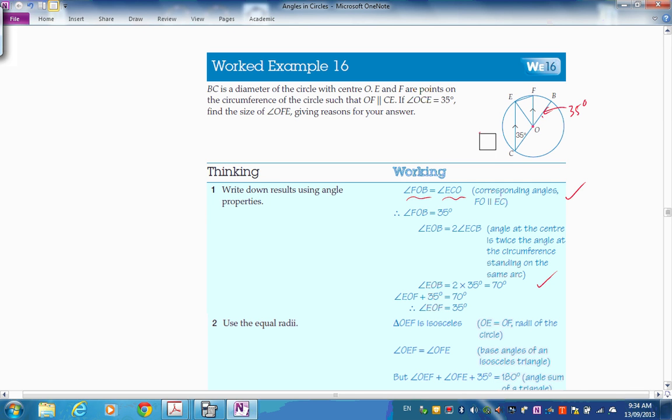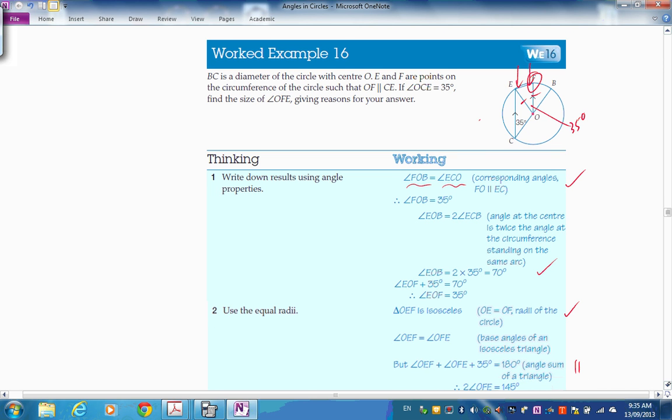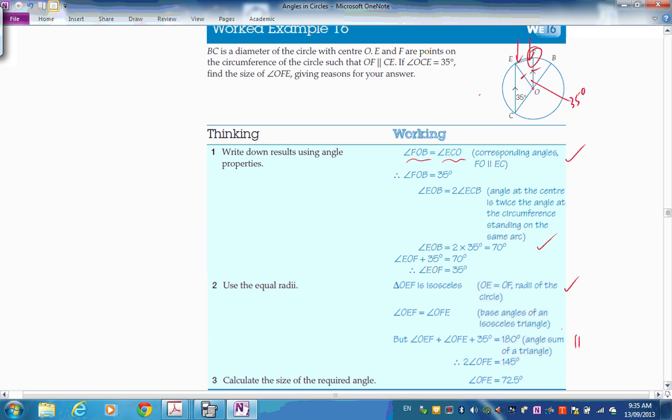OEF, this is isosceles because of equal radii. So we've got this one here, and we've got those two equal radii, therefore this angle and this one are equal, and we want either of those. We want OFE, that one there. So sum of angles of the triangle is 180, and those two base angles are equal. So take off 35 from 180 is 145, divide by 2 and share that between the two. So OFE is 72.5 degrees. Now that's a harder problem solving one.